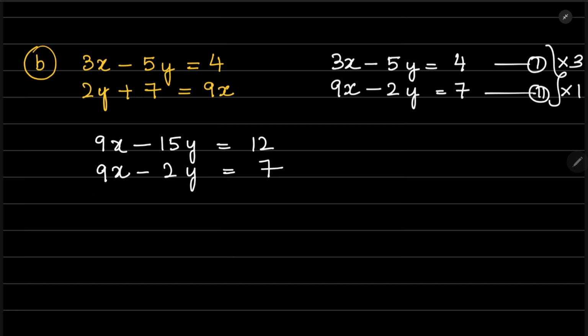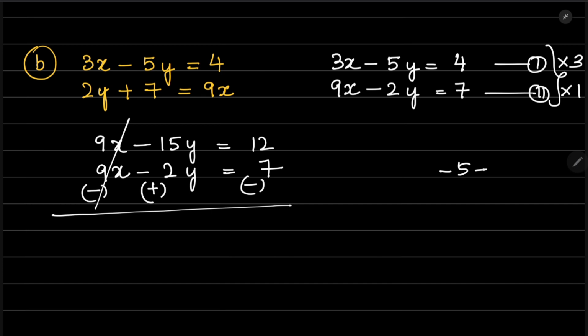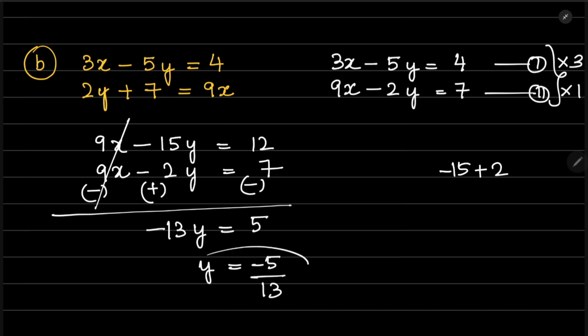Right? Now subtract it. So whenever you are subtracting, change the sign. Positive becomes negative, negative becomes positive, positive becomes negative. So 9x minus 9x will get cancelled. Minus 15y plus 2y, what is it? Minus 13y. Right? Minus 13y is equal to, what is 12 minus 7? It is 5. Okay. So what is y equal to? Minus 5 by 13. This is your y.